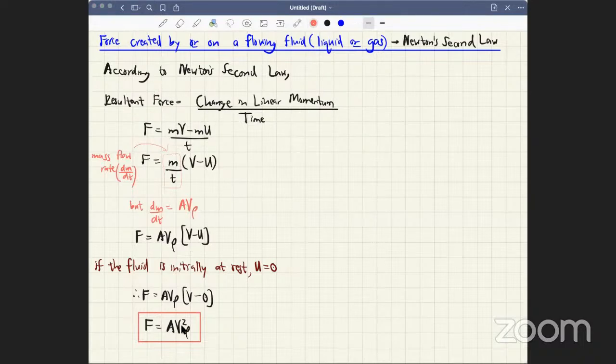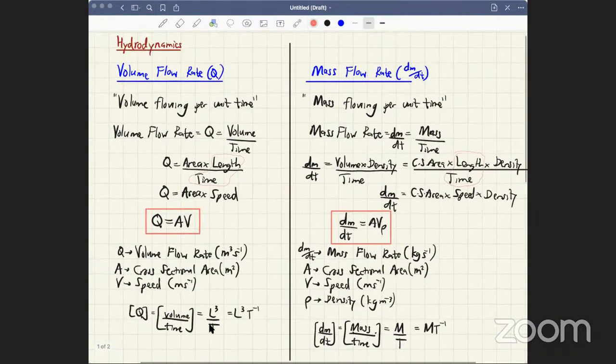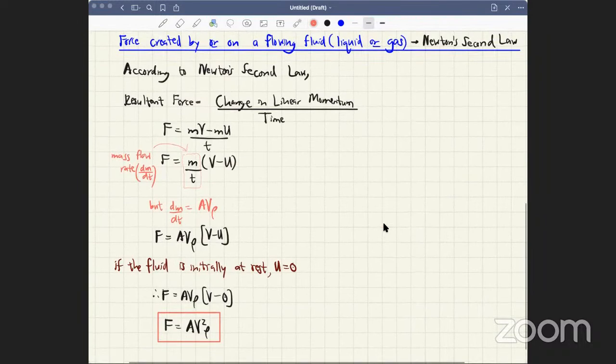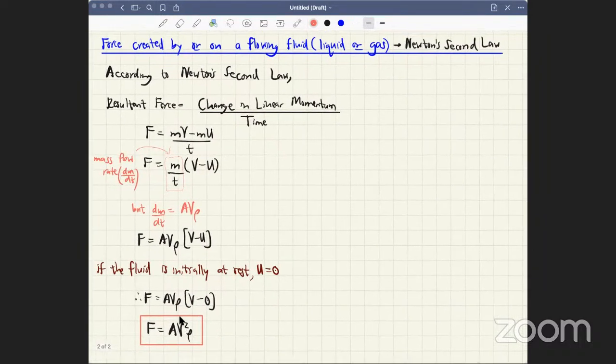Right. So this is the next theory part. Now we have studied three equations all of a sudden. Q equals AV, dm over dt, mass flow rate is equal to A V rho, and the force created on or by a flowing fluid is given by A V squared rho. How to use this equation, we'll discuss soon. Right, now maybe we can start with a question, people. Quick question.